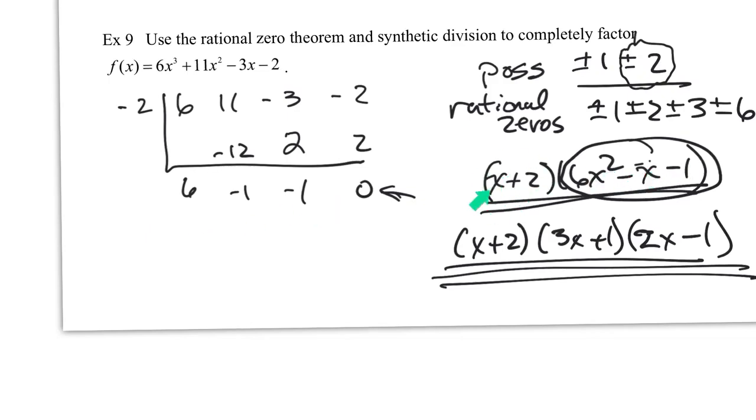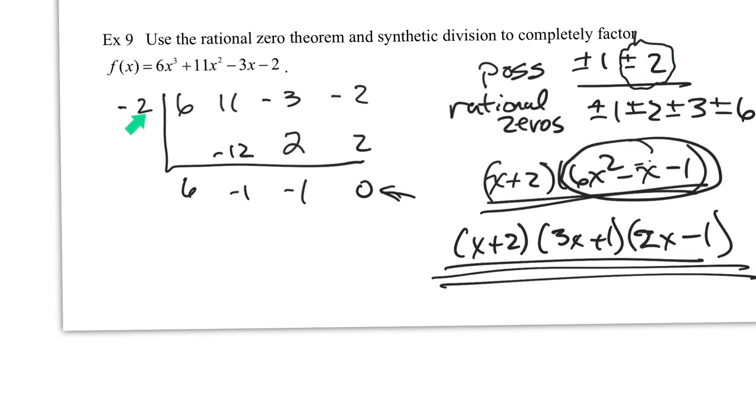So oftentimes they'll give you a zero. You go ahead and synthetically divide it out and get the remaining polynomial and then try and figure it out from there. Sometimes you've got to use the brute force method, and I know that's difficult and sort of painful, like here, trying to figure out which one worked.